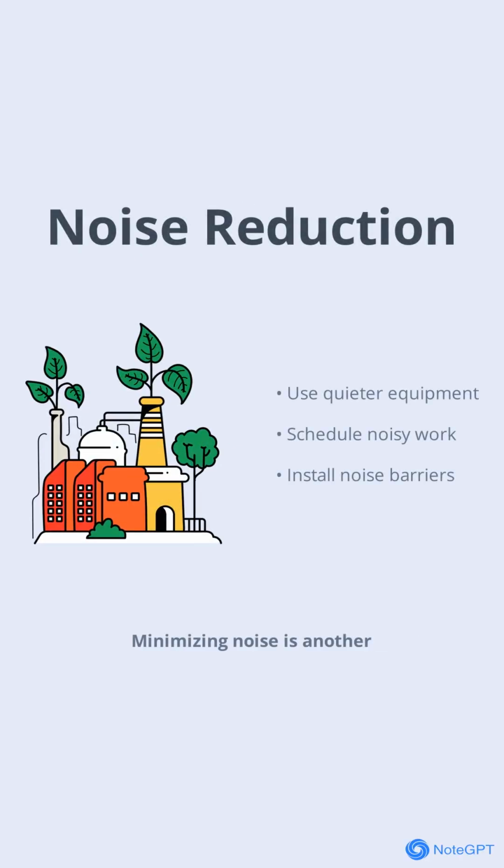Minimizing noise is another key aspect of environmental management. Construction activities can generate significant noise, which may disturb workers and nearby residents. Using quieter equipment, scheduling noisy activities during daytime hours, and installing noise barriers are effective ways to reduce noise levels. These measures help to create a more comfortable and compliant work environment.